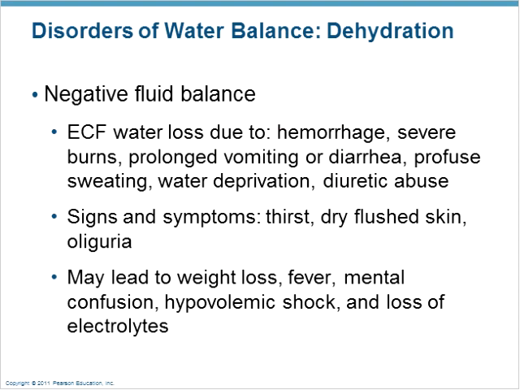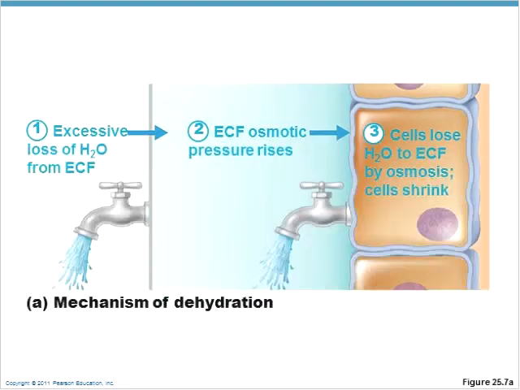Some disorders of water balance include dehydration, a negative fluid balance where extracellular fluid water loss can happen due to hemorrhage, severe burns, prolonged vomiting or diarrhea, profuse sweating, water deprivation, or diuretic abuse, where somebody takes a lot of diuretics, which causes an excess loss of water. The signs and symptoms include thirst, very dry, flushed skin, and oliguria, which means very little urine output. This could lead to weight loss, fever, mental confusion because of loss of water, hypovolemic shock, and the loss of those electrolytes, which are imperative in the function of almost everything in our body.